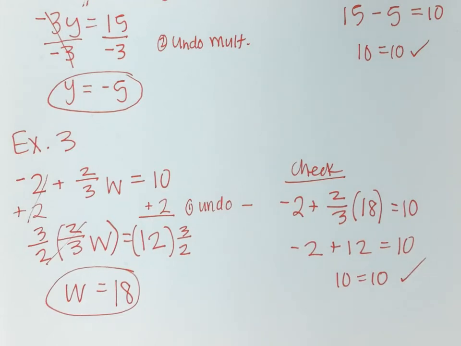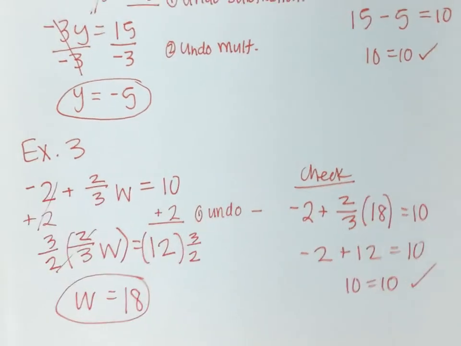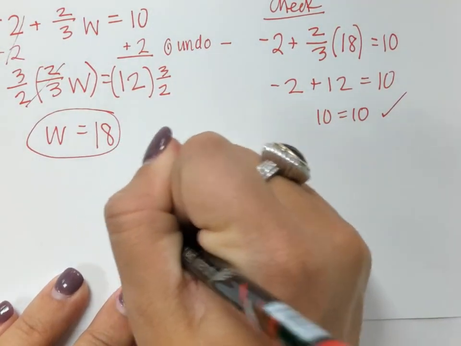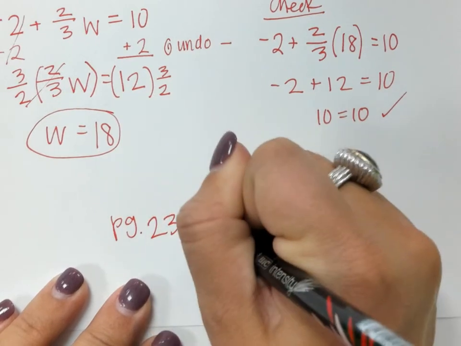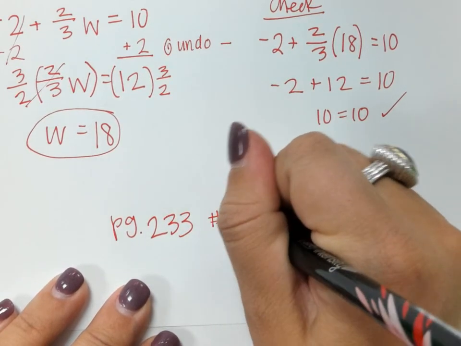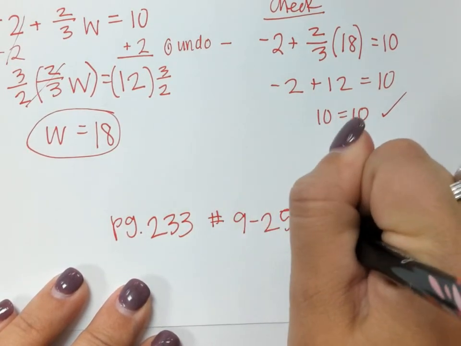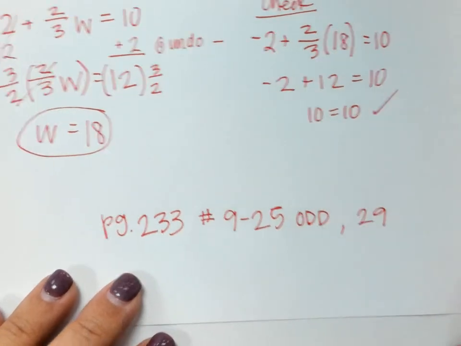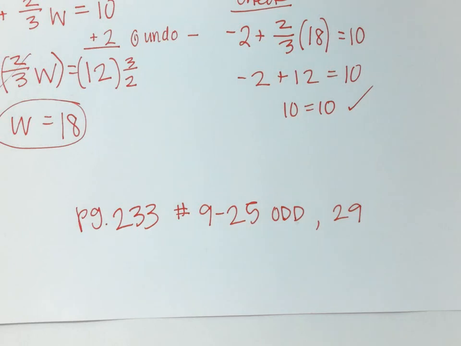Alright, so your classwork homework is on the board under Math 7, page 233, 9 through 25 odd, and number 29. So I'll write it up here if you can't see it. Page 233. Alright, so there's no talking because you are working on your homework, classwork homework.